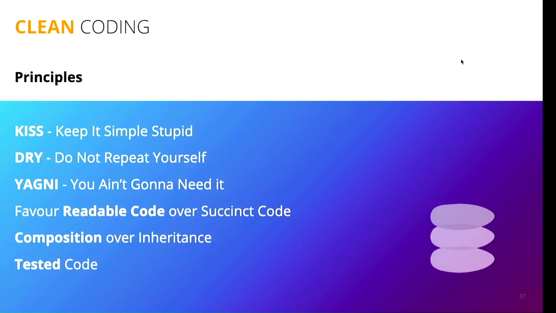So when we're writing our code, we'd like it to be readable, and whenever we hand over our project, for example, if someone else looks at the code, we want it to be readable. We want them to understand what we have done in the code. So we've got some key principles that we need to follow when doing clean coding, which are KISS, keep it simple, stupid; DRY, do not repeat yourself; YAGNI, you ain't gonna need it. This is when you're writing methods and you just want to do the necessary when you're writing that method. You don't want to do something else if you're not using the functionality. Favor readable code over succinct code, composition over inheritance, and tested code.